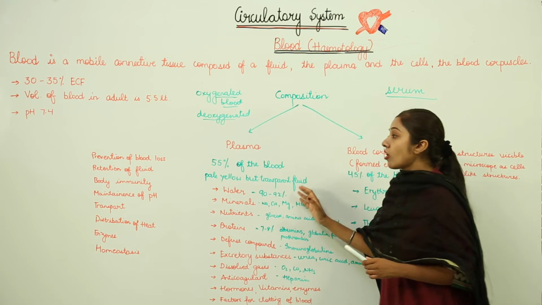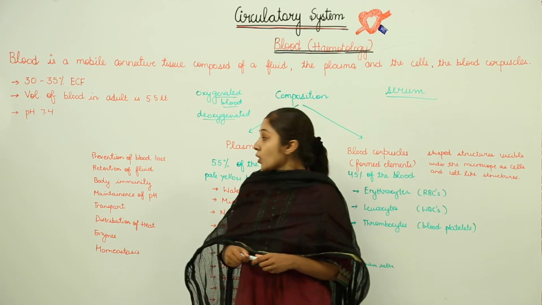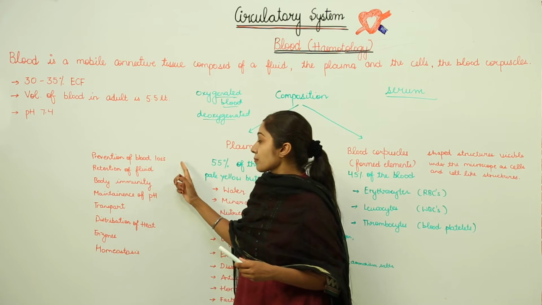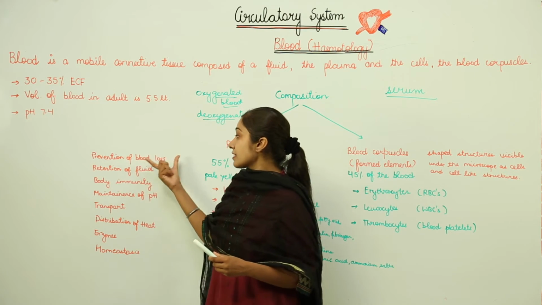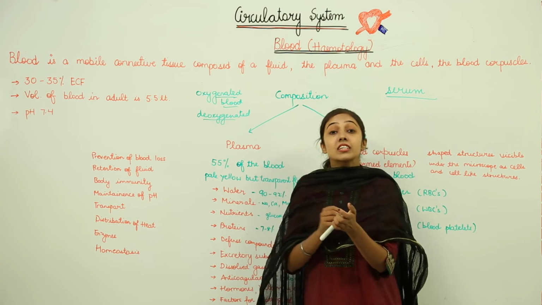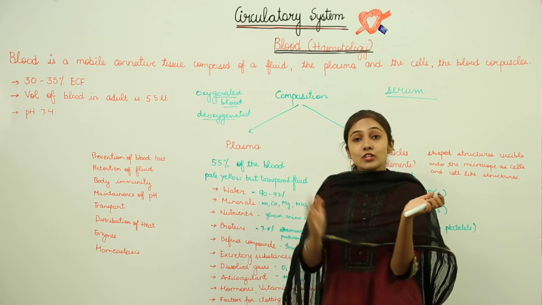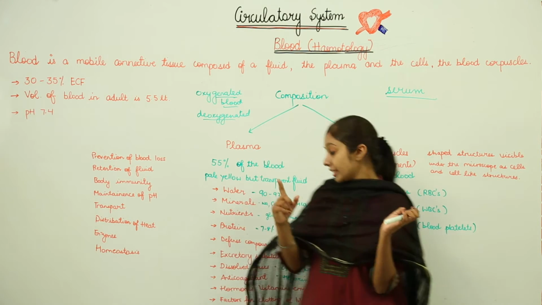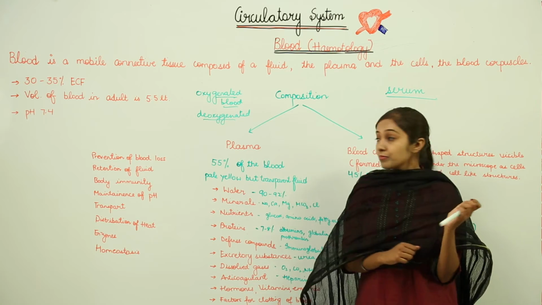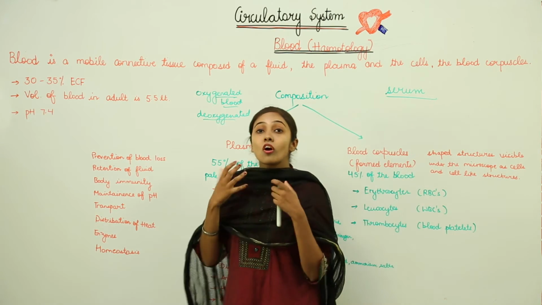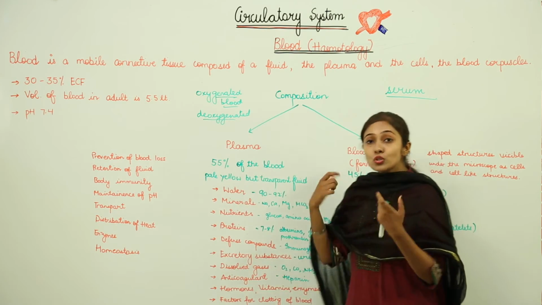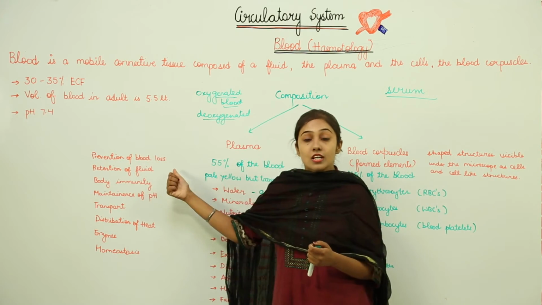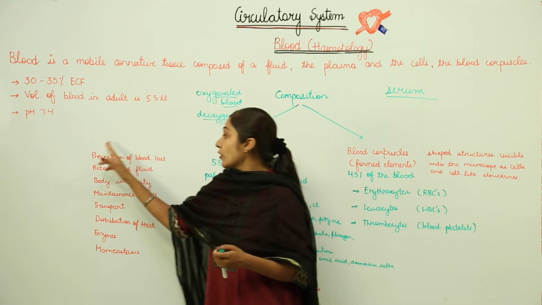Then moving on to the functions of the plasma. Well, the first function of plasma is the prevention of blood loss. Now, how does this happen? For example, you have a cut on your body. Blood is going to flow and flow and flow, right? It is not going to stop if there are no clotting factors in your blood. So, plasma has those clotting factors that we discussed, due to which plasma has a very important function, that is prevention of blood loss.